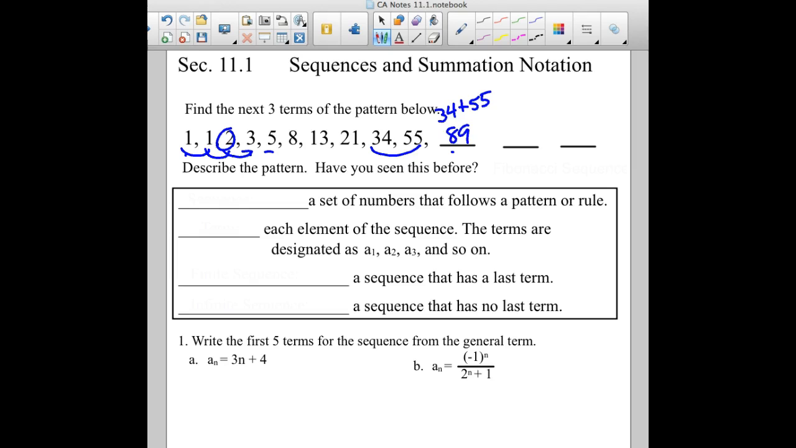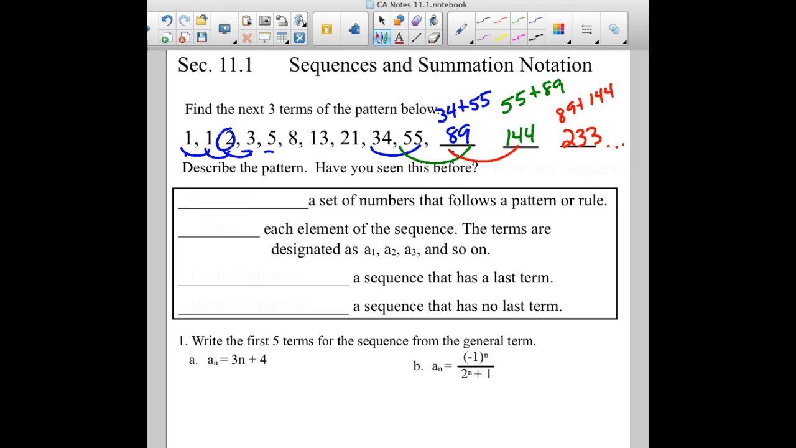To get our next term, we're going to have to add the 55 and the 89, which gives us 144. And then our last one, we have to add the 89 and the 144 to get a total of 233. And we could continue that on forever.